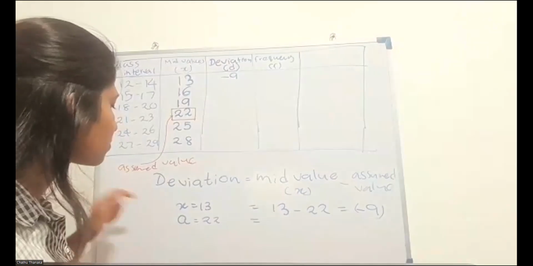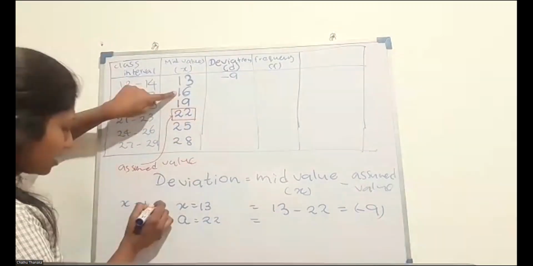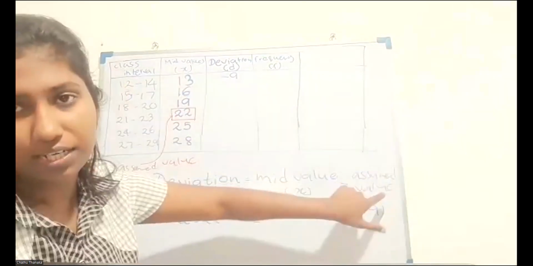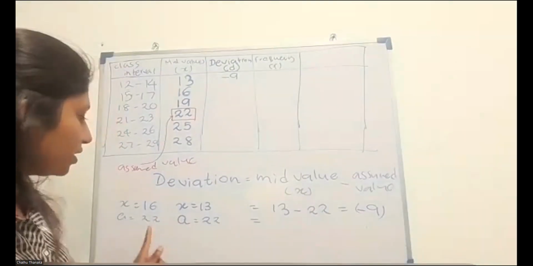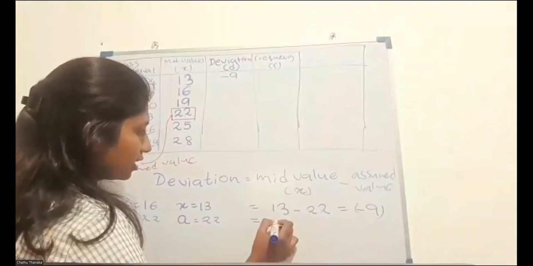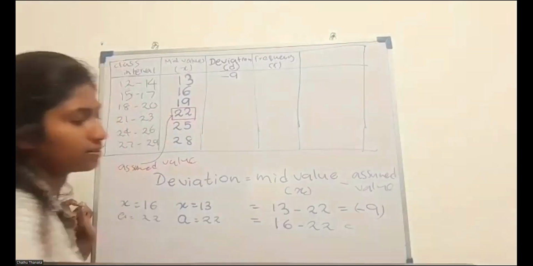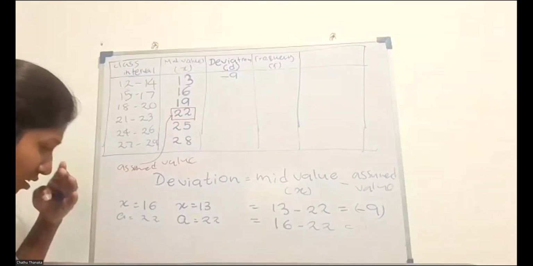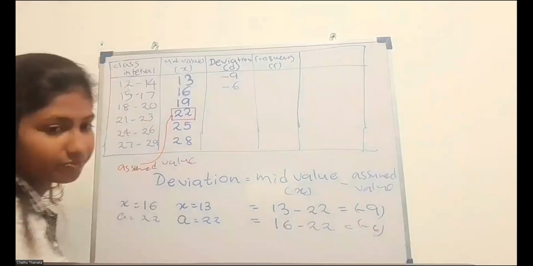Now let's take the next one also. Next one, x is equal to 16. A is 22. So here let's write it: 16 minus 22. What is the answer? Negative 6. This is the answer.